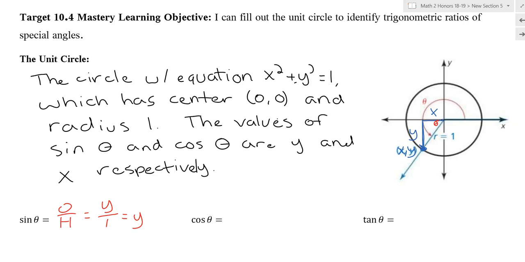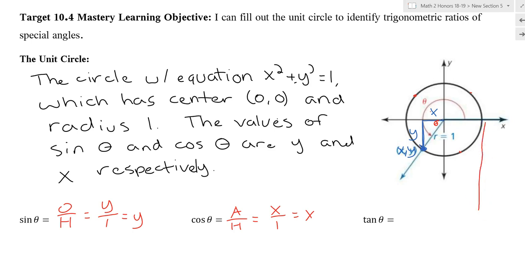For cosine, adjacent over hypotenuse. Well, looking here, my adjacent side is x over 1, which is just x. So if I know a point on this circle, any point whatsoever, just given that point, I then know the sine and the cosine of the angle that passes through that point. Because it's just the y and the x. Okay?